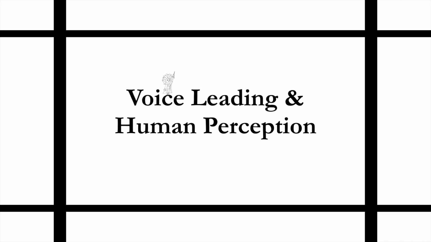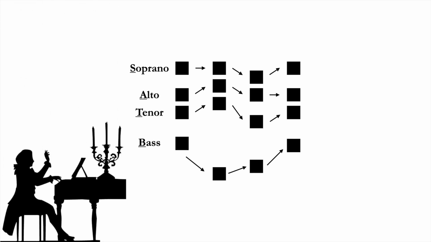The term voice leading refers to how one note leads to the next. In four-part chorale style, there are four voices: soprano, alto, tenor, and bass. In the classical style, composers tend to follow several general voice leading principles.